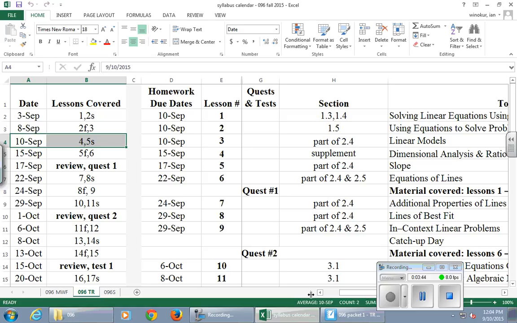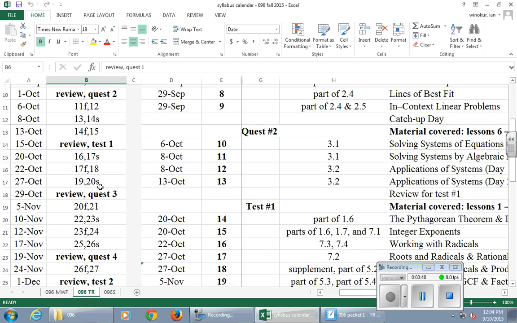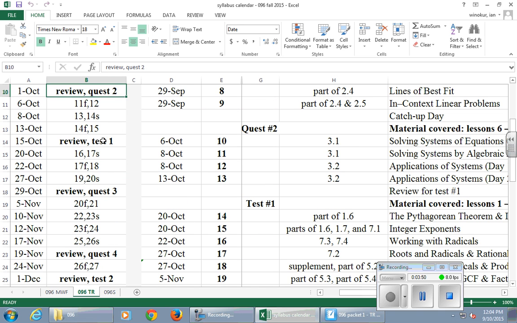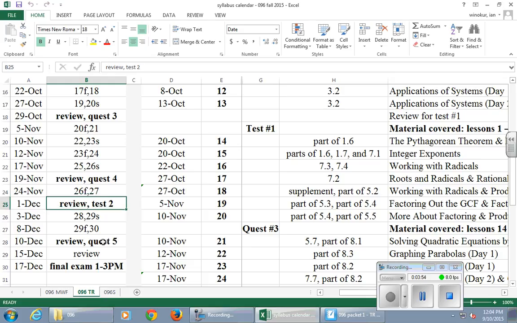We have 5 different quests throughout the semester. You can see first quest we already mentioned, then we have another quest coming up there. We have our first test here, quest 3, quest 4, second test, quest 5, and then a final exam. So 5 quests, 2 tests, and a final exam.